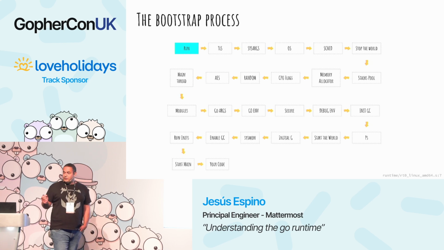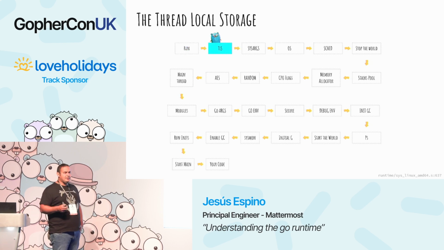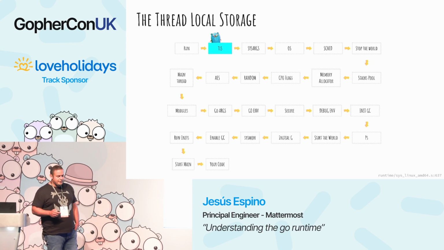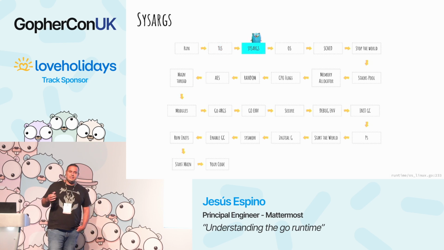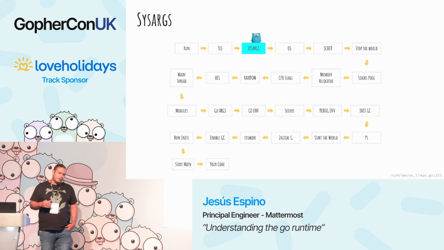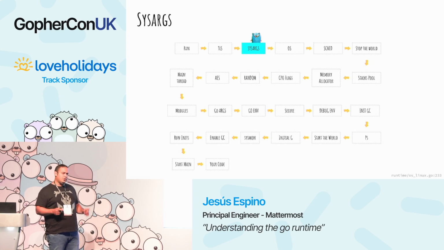But well, the first thing that is going to happen is we hit that assembly code, and it's going to start running the bootstrap process. One of the first things that happens is initializing the TLS, the thread local storage, for storing information specifically for the thread. Then it's going to jump into the sysargs. The sysargs is going to initialize something that comes from the operating system that is called the auxv.